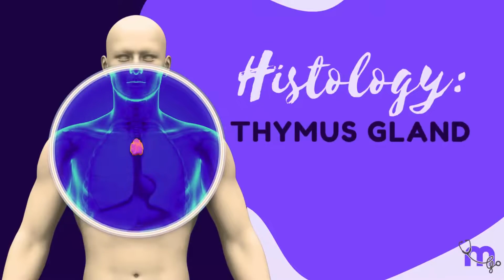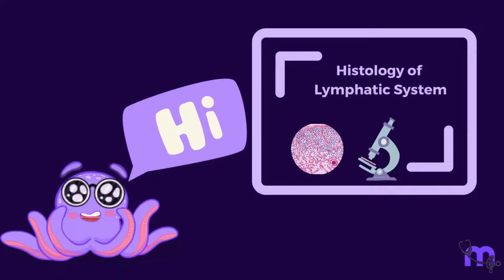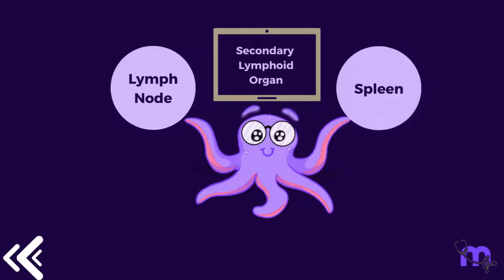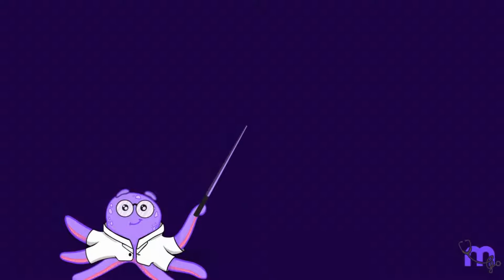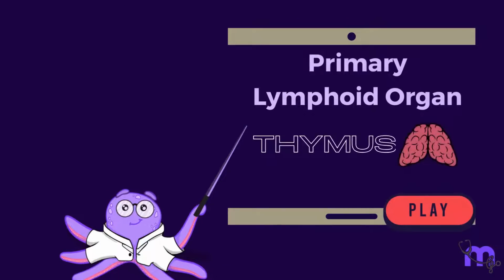Histology of the thymus gland. Hi, here's another lesson on the histology of the lymphatic system. In our previous videos, we covered two of the secondary lymphoid organs, namely the lymph node and the spleen. In this video, we have one of the primary lymphoid organs called the thymus gland.